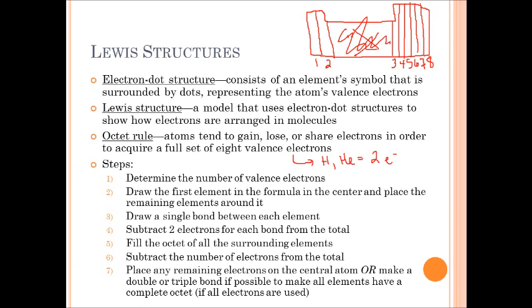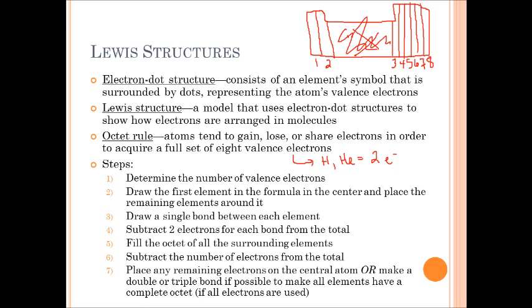So the first thing you do is calculate the total number of valence electrons. Then you draw the first element in the formula in the center. If it's not the first element, it's going to be the one that's by itself, the one that you only have 1 of. And you place the remaining electrons around it. You then draw a single bond from each element to the central atom. And for each bond you use, you're going to subtract 2 electrons because there's 2 electrons in each bond. And you're basically going to keep a running tally of how many electrons you have to work with.